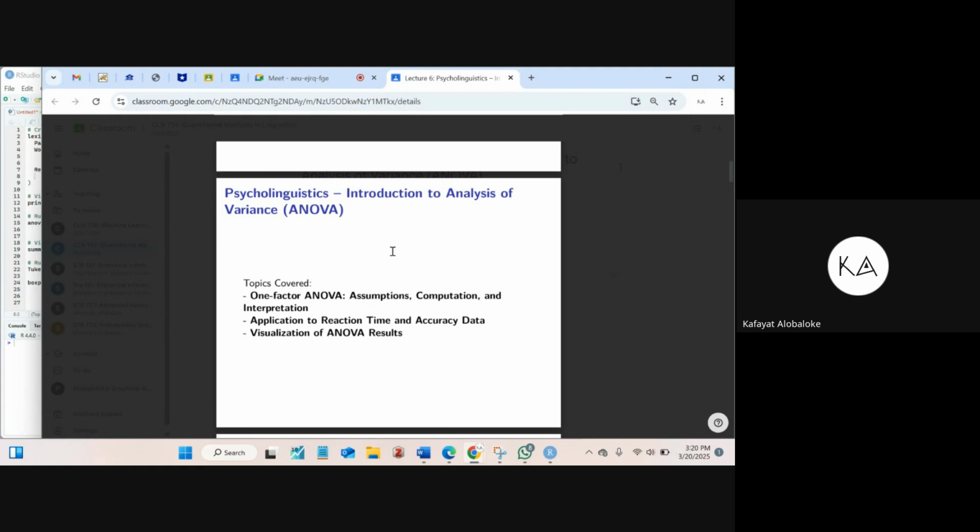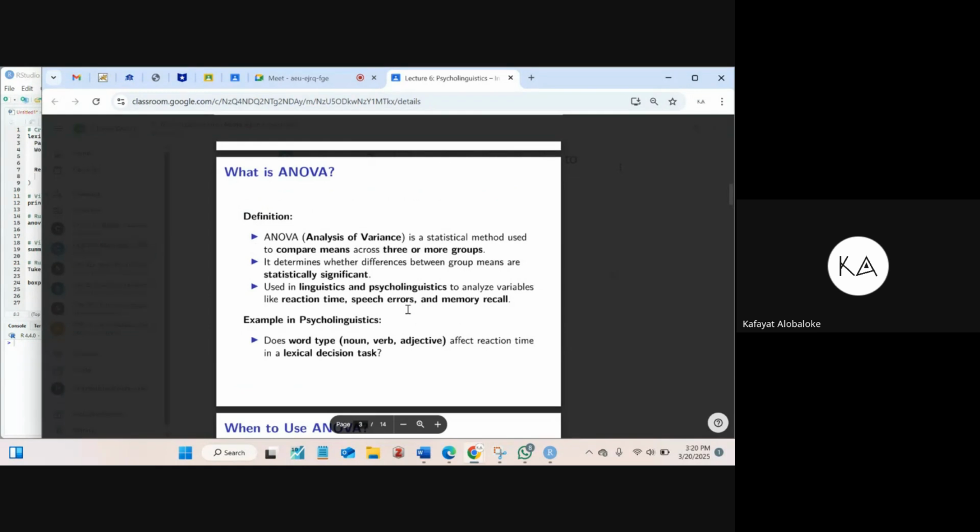So we'll be covering the following topics: the one-factor ANOVA, the assumptions, how we compute it, and then the interpretation. Then we also apply this to a real life example and then visualize our model result.